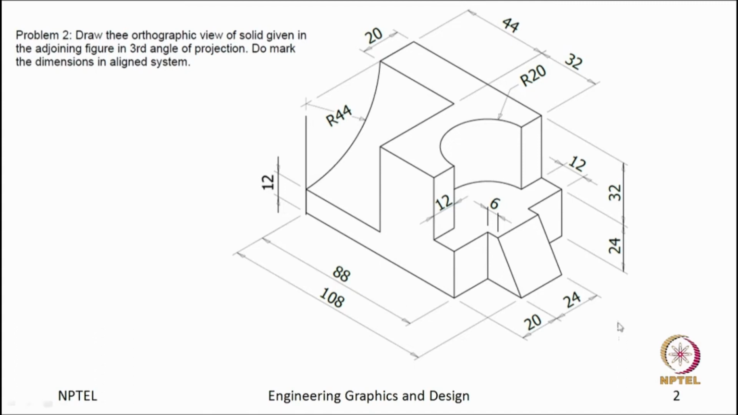This is our problem number 2. A simple object. If you read the question, draw the orthographic view of solid given in the adjoining figure in third angle of projection and do mark the dimension in aligned system. One difference you will find here compared to question number 1 is it is mentioned here that you have to draw the orthographic view in third angle of projection.